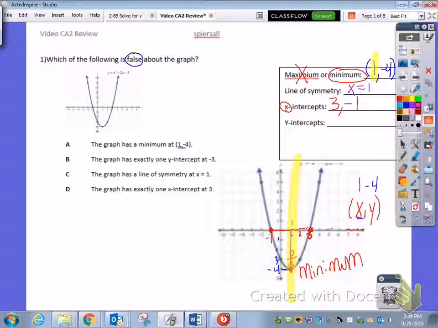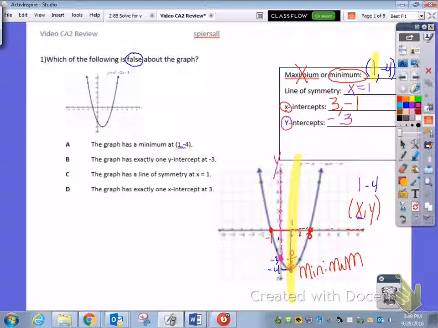Now go across the Y-axis. The Y-axis is always up and down. So go down the Y-axis until you hit the parabola right here, and that is at negative 3. So the Y-intercept is at negative 3.